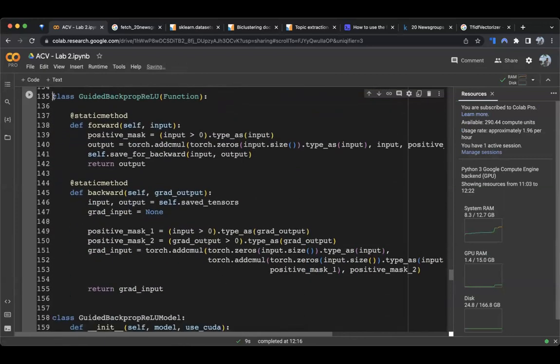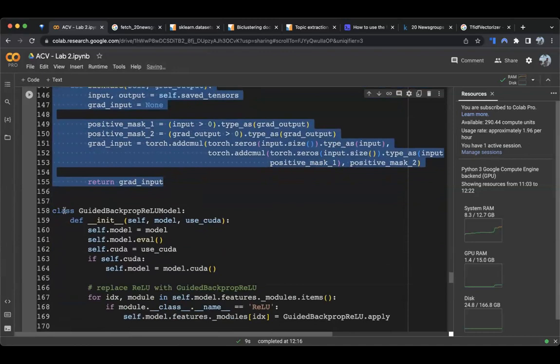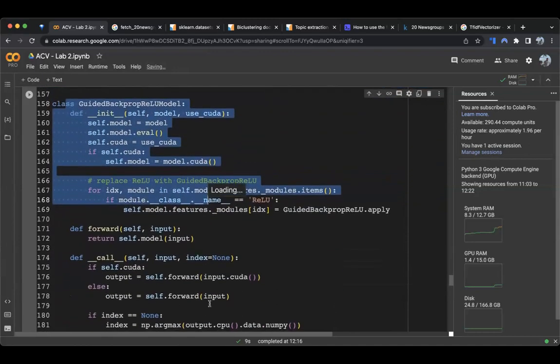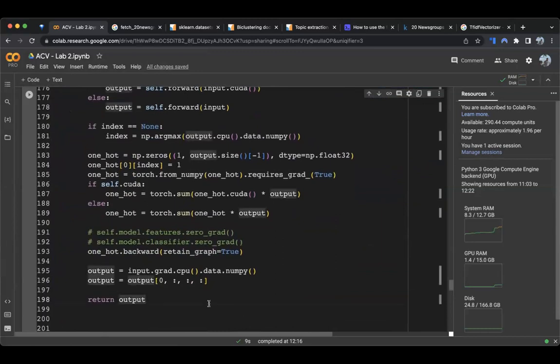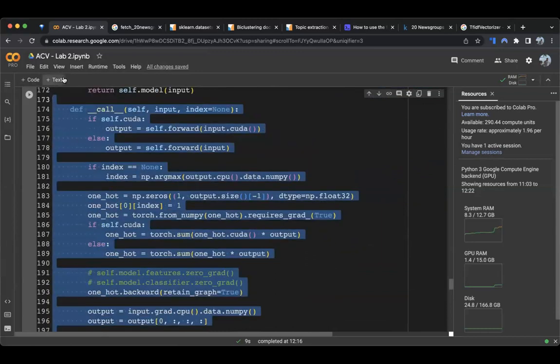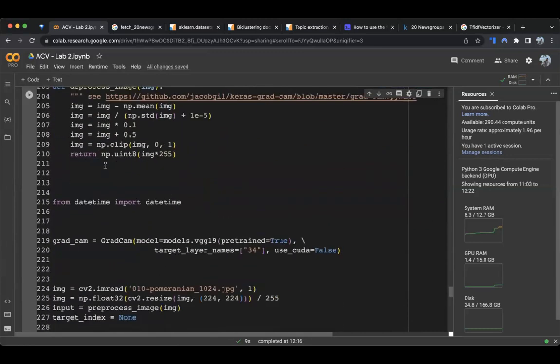This is an extra step, which is guided backpropagated ReLU. This is another algorithm similar to GradCam, but it's a bit better. We're not going to explain this one. This is just for people who want to do research on the field. At least you have it here ready and you could just compare between them.